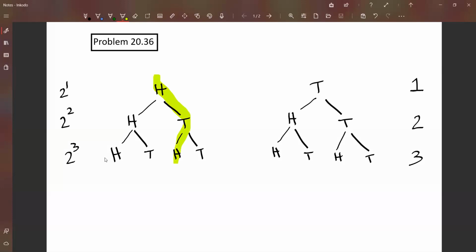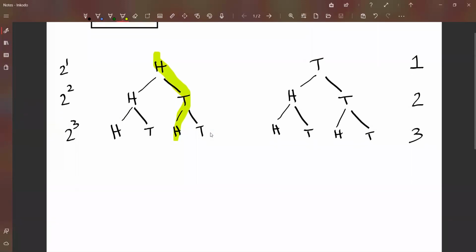Now, how many total outcomes are possible? You could count all the branches. Can you see my cursor here? We've got this leftmost branch, 1, 2, 3. That's the one I highlighted, and then 4. It's pretty clear there are 8 possible overall outcomes for tossing a coin 3 times in a row, and I've highlighted just one of them.